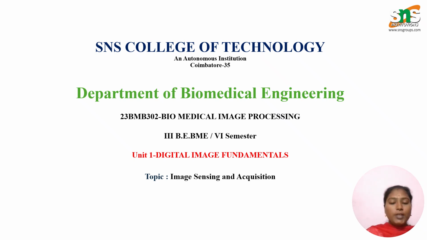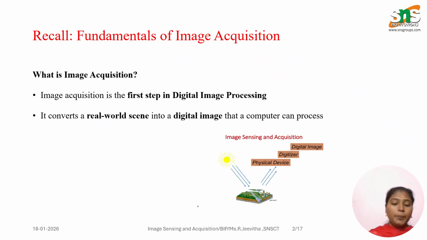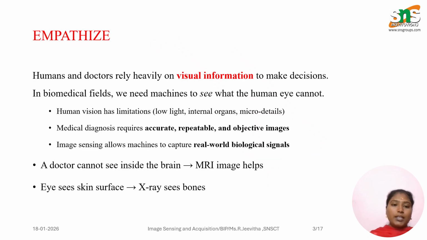Hello everyone. In today's lecture, we are going to see image sensing and acquisition. Before learning image sensing, let us recall what image acquisition means. Image acquisition is the first step in digital image processing. It is the process of converting a real world scene into a digital image that a computer can understand. If image acquisition is not done properly, no amount of processing later can give correct results.